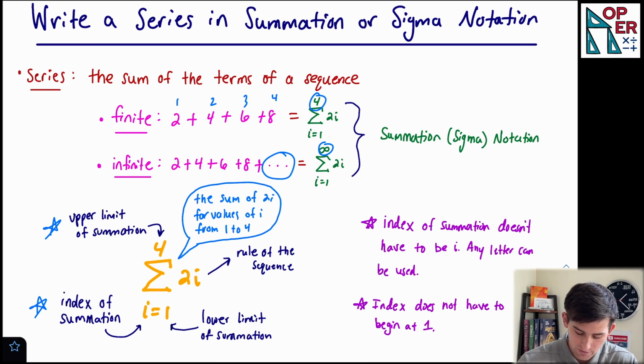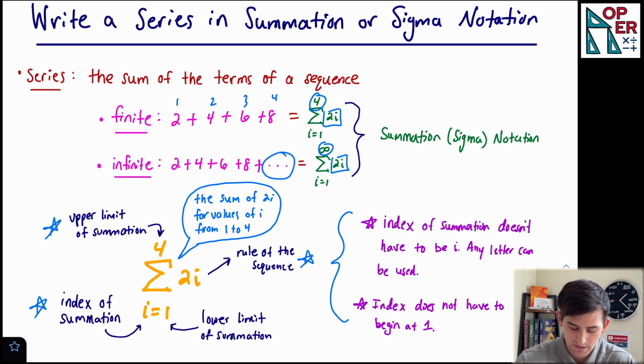But we do have a couple notes over here on the side. The index of summation doesn't have to be the letter i. It could be whatever letter the problem gives you. It could be k, it could be n, it doesn't matter. And it also doesn't have to begin at 1. So in this video, all of our series are going to begin with 1, but it doesn't necessarily have to begin with 1. And then over here we have 2i, and this is our rule of the sequence.